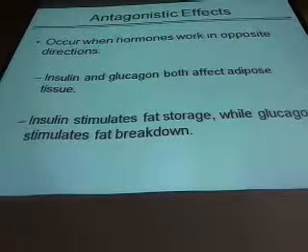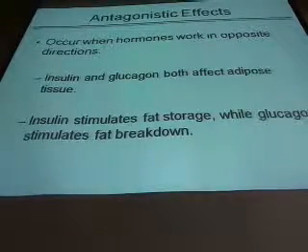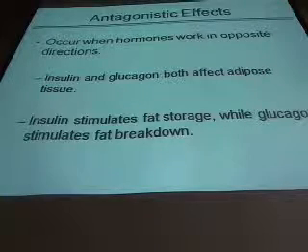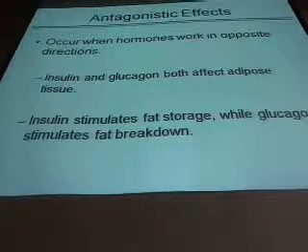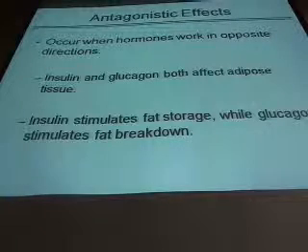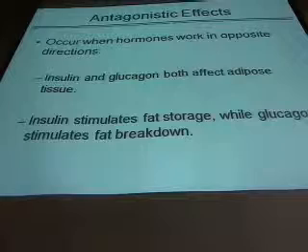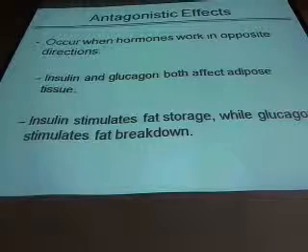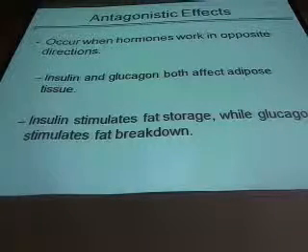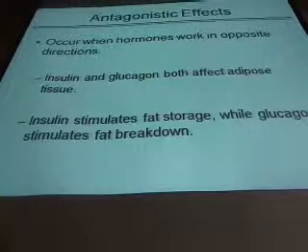Antagonistic, they work in opposite directions. Insulin causes the cell to absorb glucose, to take in glucose. Glucagon causes it to excrete glucose. Insulin stimulates fat storage, glucagon fat breakdown. They're antagonistic, they work in opposite directions.